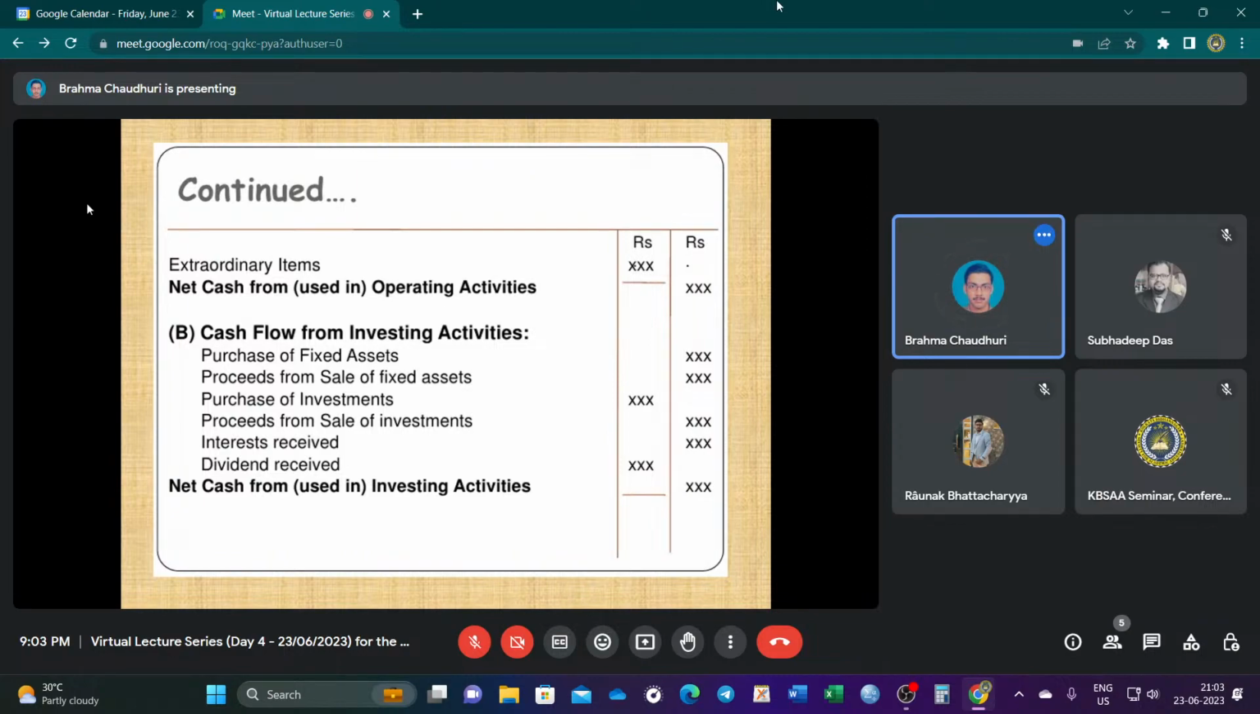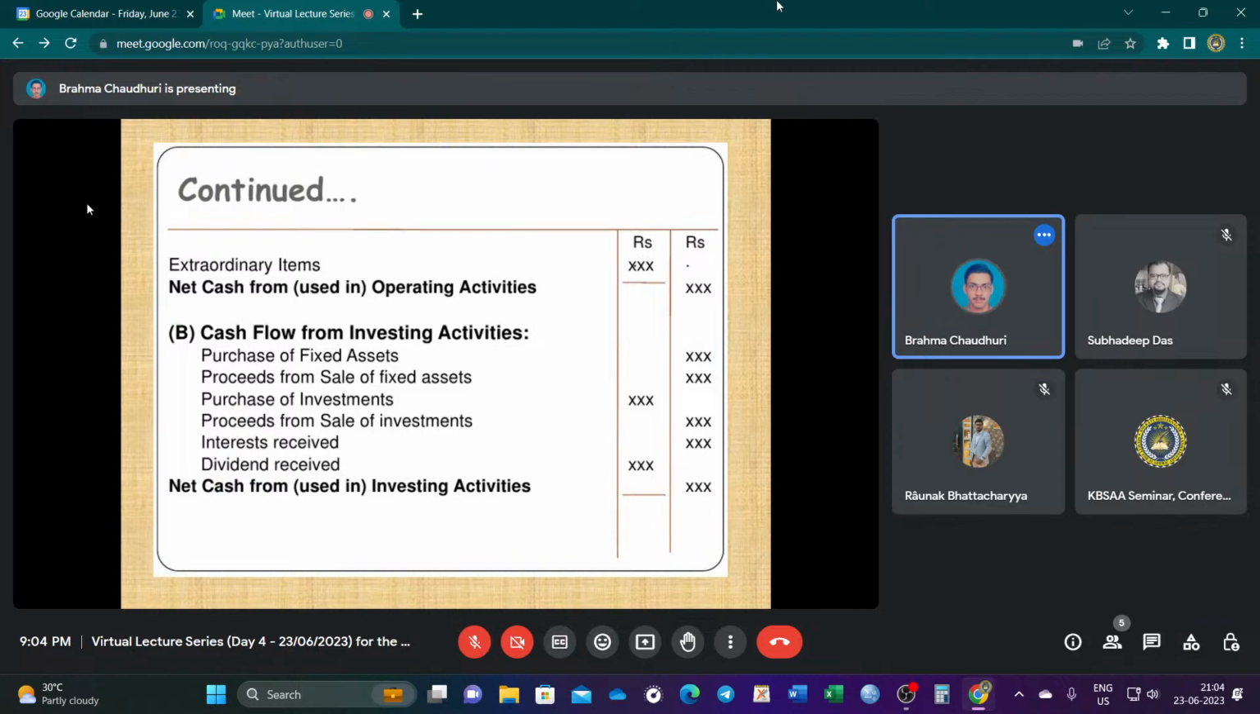negative balance. Here, in cash flow from investing activities, we may have purchase of fixed assets, proceeds from sale of fixed assets, acquisition of investments, purchase of investments, proceeds from sale of investments, interest received, dividend received, and so on. If the cash outflow, that is the purchase of fixed assets or purchase of investments, exceeds the proceeds from sale of fixed assets, proceeds from sale of investments, or interest received, dividend received, then if the cash outflow exceeds the cash inflow, we will get a negative result, and that will be the cash flow from the investing activities.